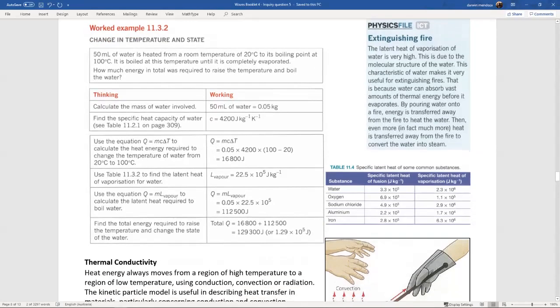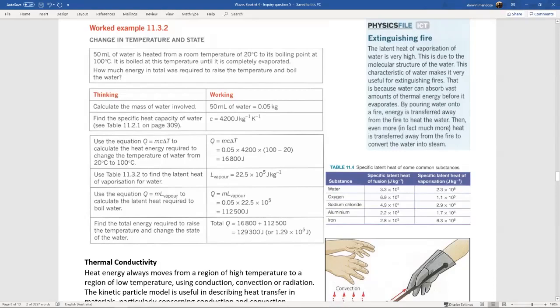Okay. Now, this is a bit of a harder one because you've got to consider two. So you have two energies that you have to add. The total energy is equal to the specific heat of heating the water plus the latent heat of vaporization of changing its phase from a liquid to a gas. So let's do the first one. We know 50 mils is equal to 0.05 kilograms of water. We know the specific heat constant is equal to 4,200 joules per kilogram per Kelvin, or per kilogram per degree Celsius, let's say.